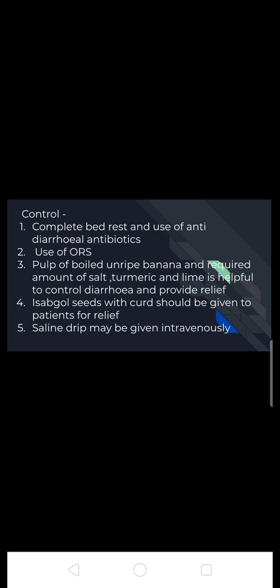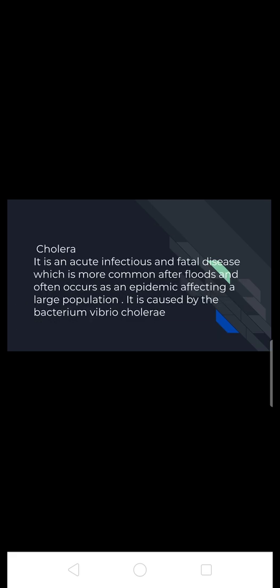Now, how can we control it? To control diarrhea, complete bed rest and use of antidiarrheal antibiotics is required. Use of oral rehydration solution, pulp of boiled unripe banana, and a required amount of salt, turmeric and lime is helpful to control the diarrhea and provide relief. Isabgol seeds with curd should be given to patients for relief, and a saline drip may be given intravenously to control the diarrhea.